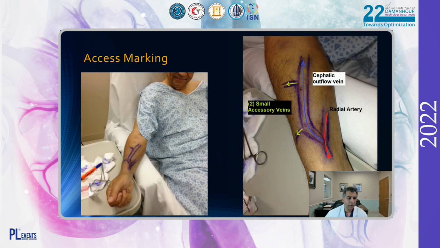In our setting here, we also mark the fistulas for the nurses to cannulate. And here we've got drawings directly on the patient's arm showing where the accessory veins are, where the artery is, and where the vein is, and where the best places to cannulate these fistulas are.